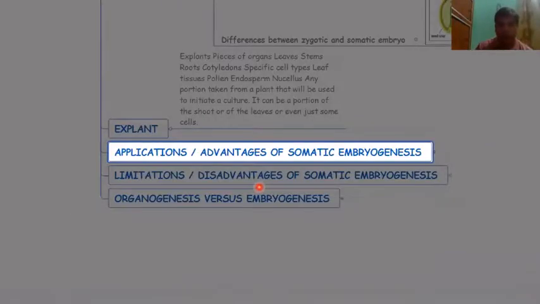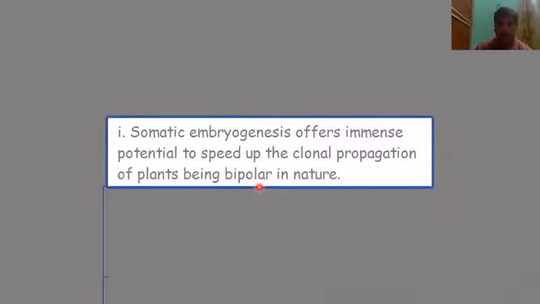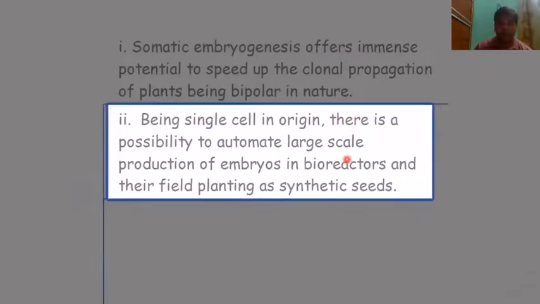Now let's talk about the applications or advantages of somatic embryogenesis. If you have gone through the applications of micropropagation, then you already know that somatic embryogenesis offers immense potential to speed up clonal propagation. It is one of the best embryogenic micropropagation pathways through which we can produce clones, since the embryos are bipolar in nature and further mature and develop into a complete plant.